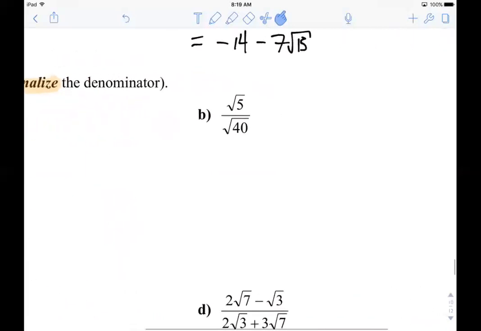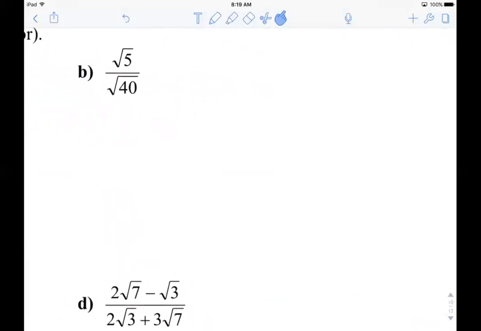Let's try another one. So here we have a similar situation going on where we have root 40 in our denominator. So we will eventually have to do some rationalizing of this denominator, it looks like. But you should always try and simplify things as much as possible first.